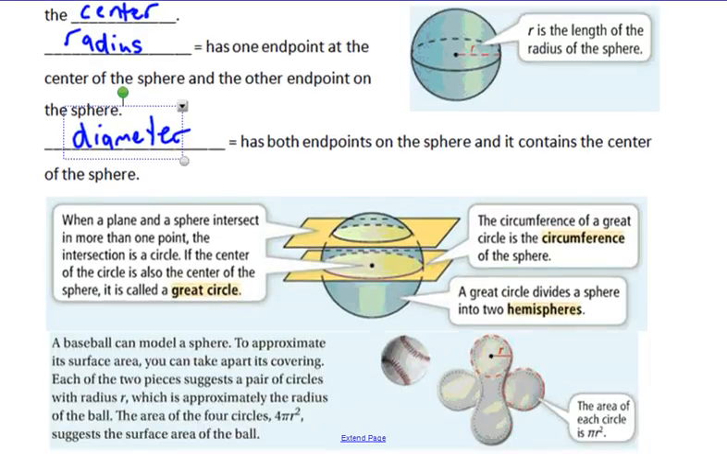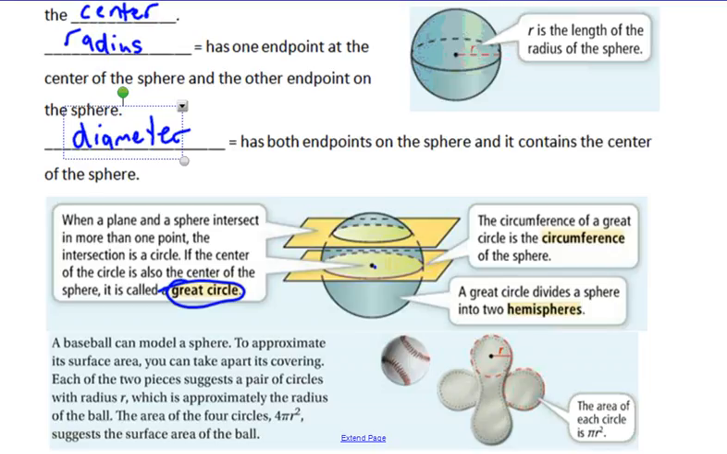All right, so these two diagrams help us with visualizing a couple of things. When a plane and a sphere intersect, like shown in the picture, in more than one point, the intersection is a circle. So a cross section of a sphere makes a circle. If the center of the circle is also the center of the sphere, so if it goes through the center, like right here, then it's called a great circle. That means it's the biggest possible cross section you can make through that sphere.